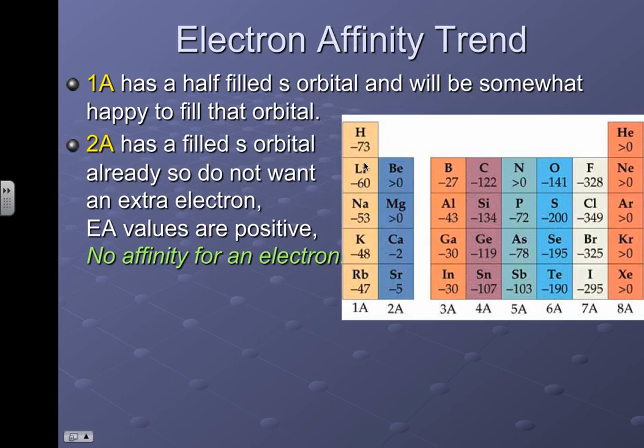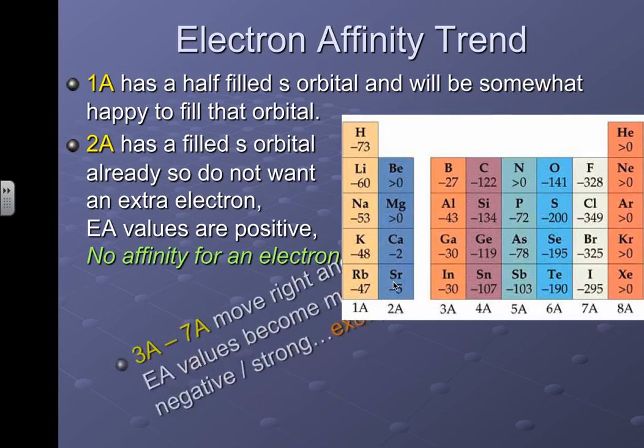2A. Okay, so we already talked about this. They have that completely filled s orbital. They don't want any extra electrons. These electron affinity values are positive, which are these two here. These are nearly 0. No electron affinity at all. It doesn't really have any liking of electrons.